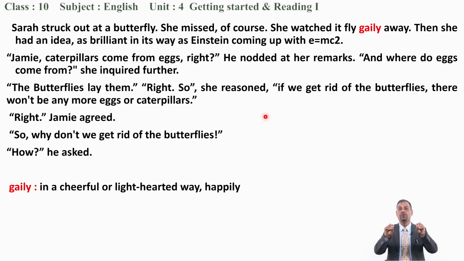If they kill all the butterflies, then the eggs cannot be hatched, okay? And there cannot be caterpillars. So have you got the idea? Yes, they thought that it would be a brilliant idea if they would kill all the butterflies, because butterflies could not lay eggs if they would kill them. Okay, have you got it?